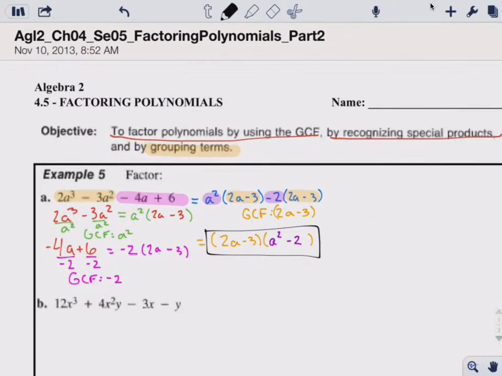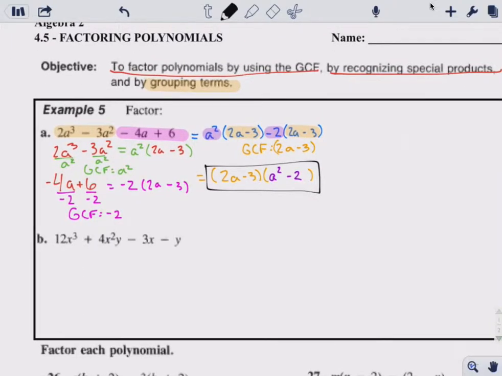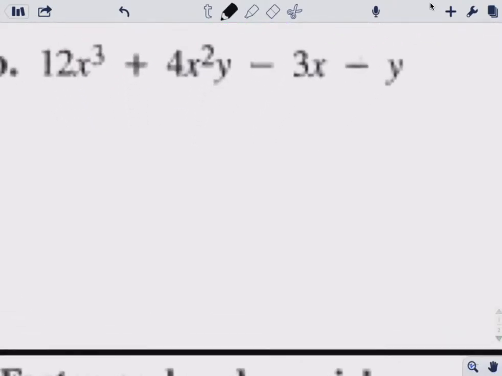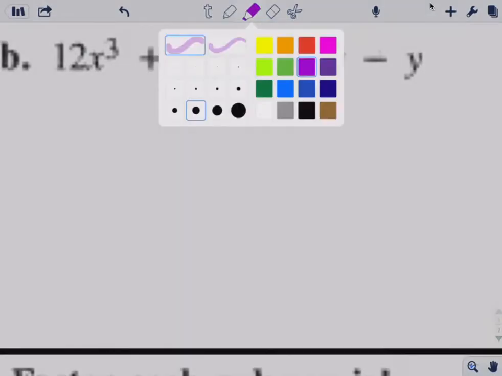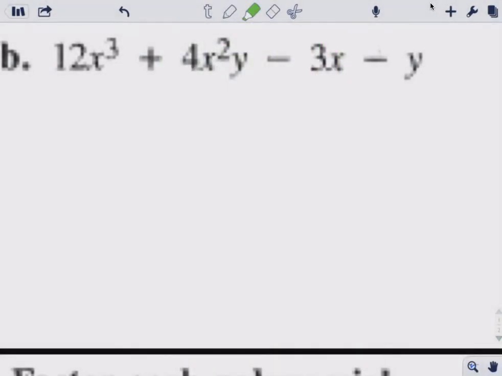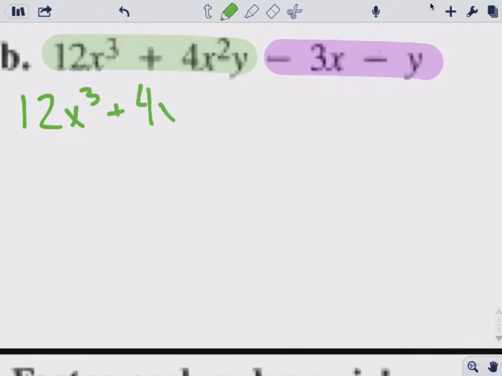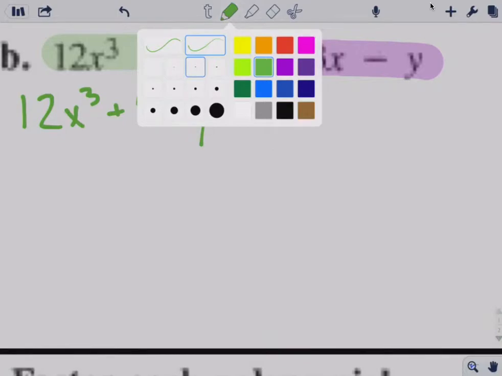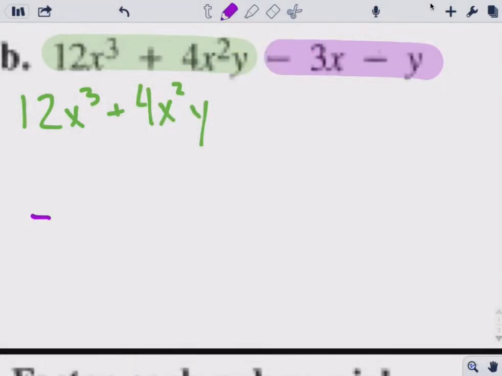Okay, so let's look at the next one. It's the same concept. You're going to look at the two pieces. I'm going to take the two pieces, and they're not always going to be in the same order. We'll talk about that more later. But in my case, I've got this. Now note, I'm keeping the negative on the first piece. So let's take 12x cubed plus 4x squared y, and I'm going to take negative 3x minus y.